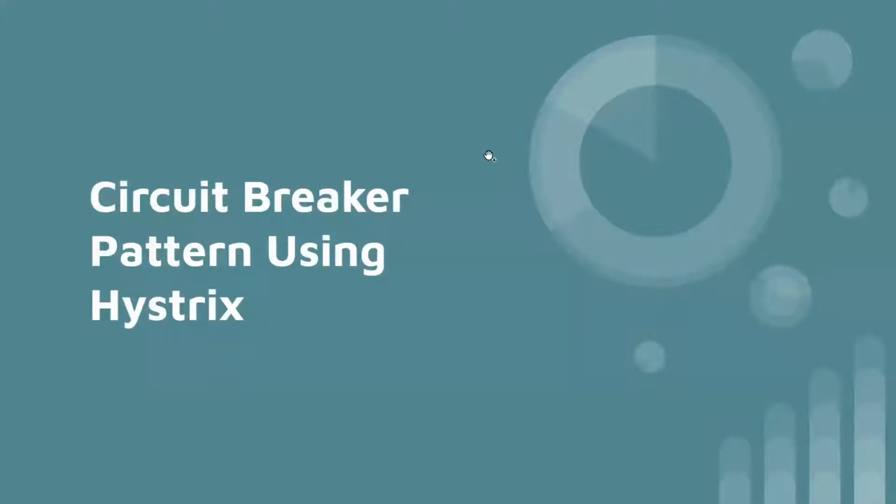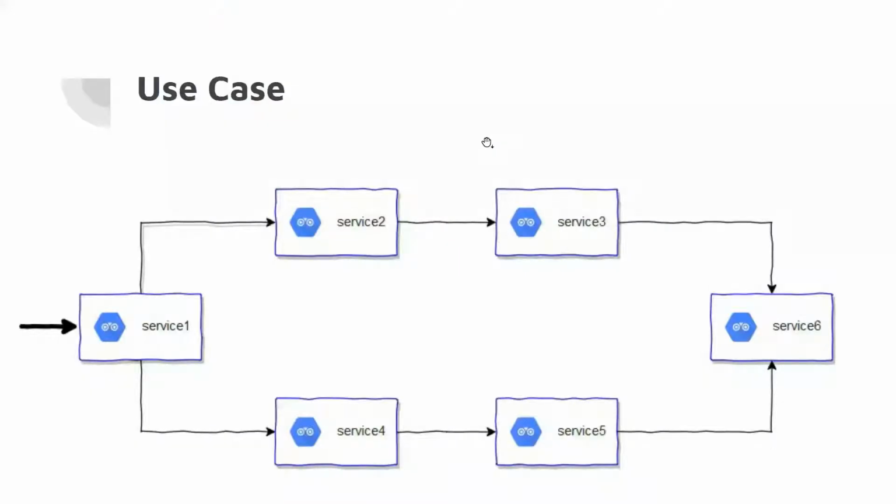In this video, we are going to see how to implement the circuit breaker pattern using Netflix Hystrix. So let's consider this use case where we have built a big application using these 6 microservices. The request comes at service 1 and flows till service 6 either through service 4 or service 2, and the response is returned back to the caller.